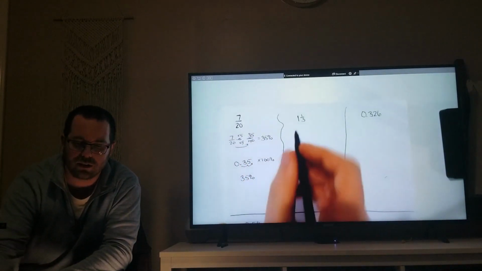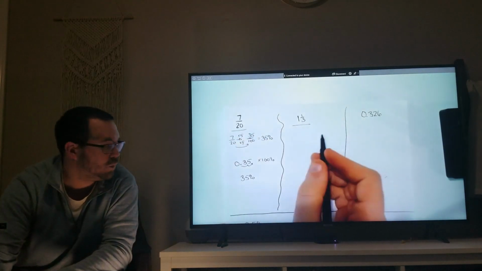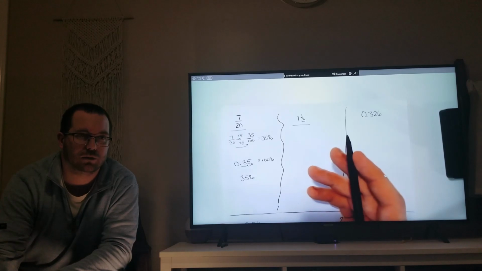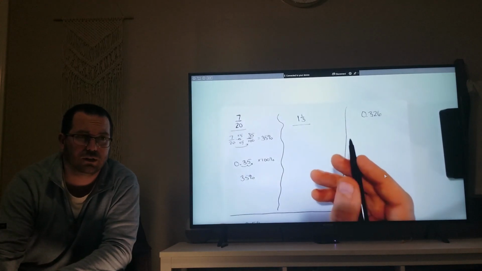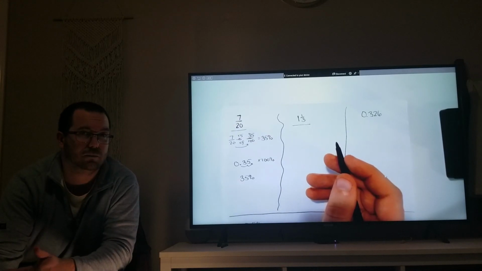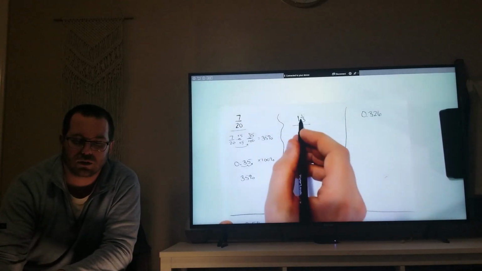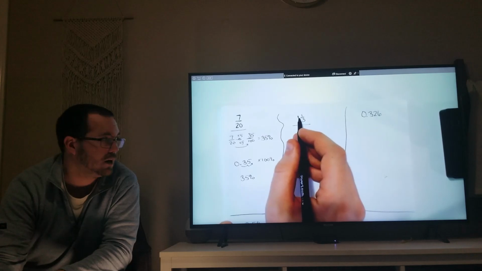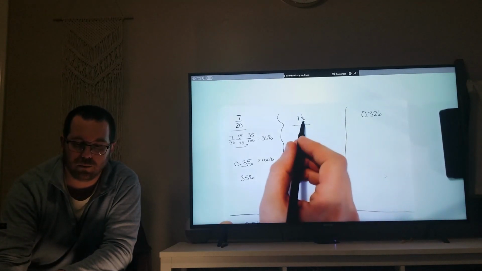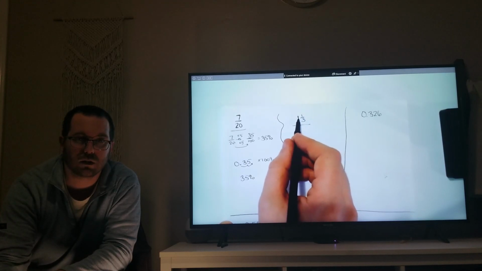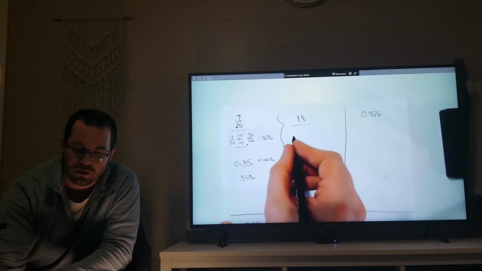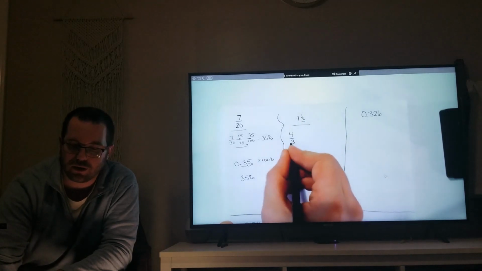Let's take a look at another example here, maybe a bit of a trickier one. 1 and 1 over 3. This time I have a mixed fraction. The first thing that I want to do with this is to make it into an improper fraction. In other words, I want to write this as one fraction, not as a whole number and a fraction beside it. And so our way of doing that, if you remember, we do the denominator times the whole number, 3 times 1, and add that to the numerator. So we end up with 4 over 3.